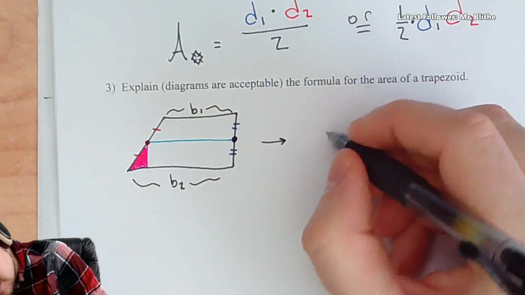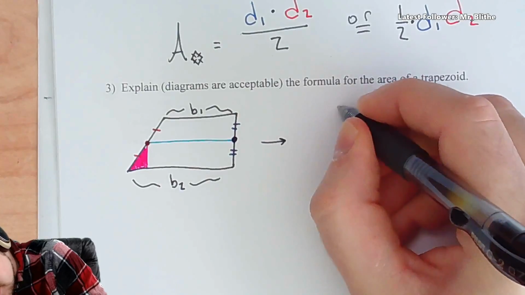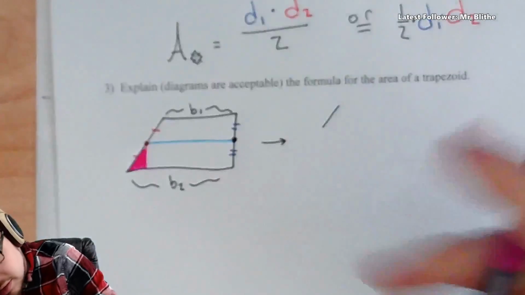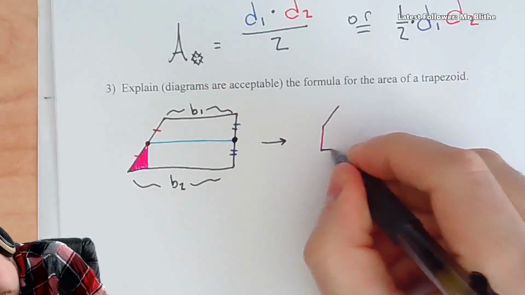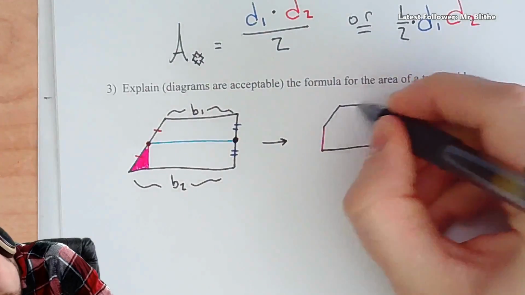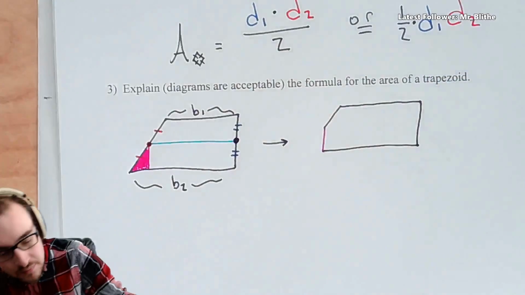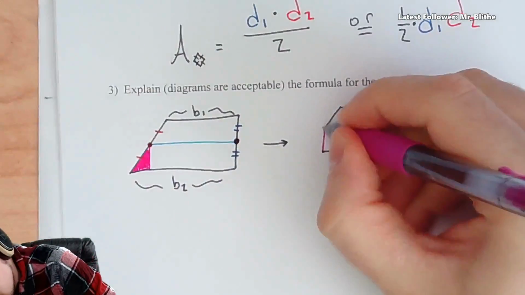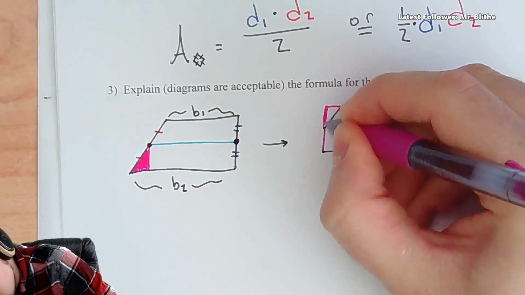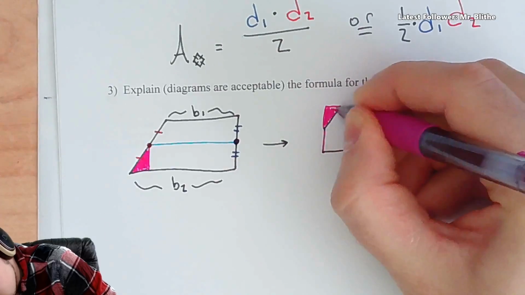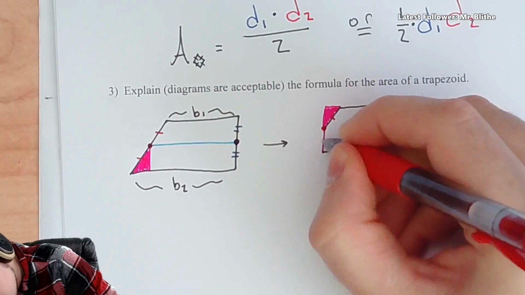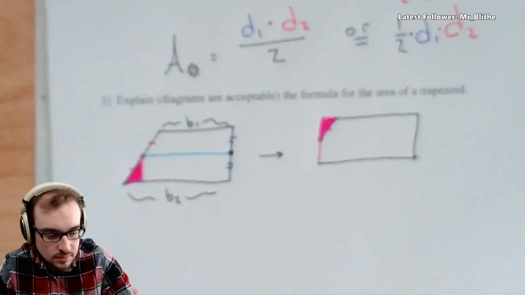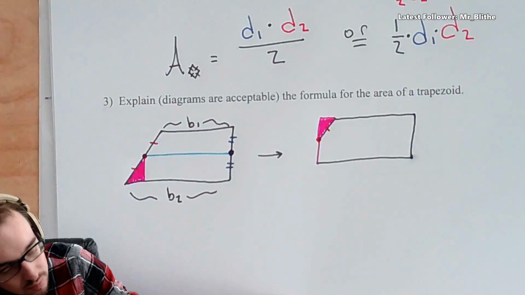So what I'm going to do is this. Let's see if I can draw this. This was pink from where we cut it. There we go. So I cut that pink triangle and I flipped it up to here. And then our blue dot here.